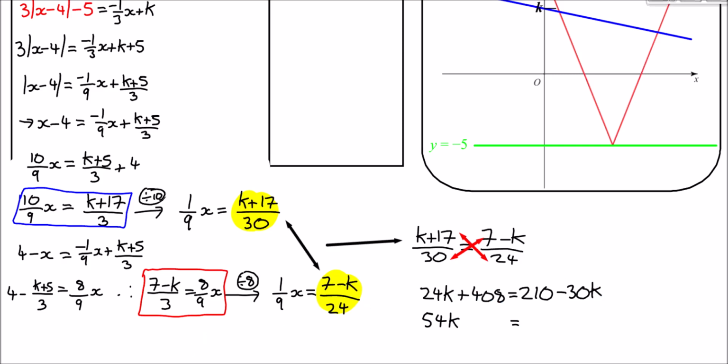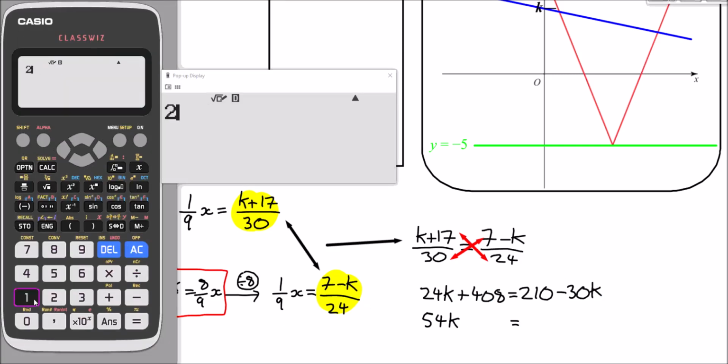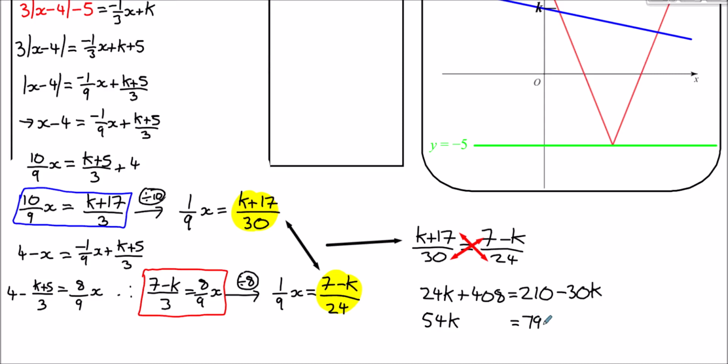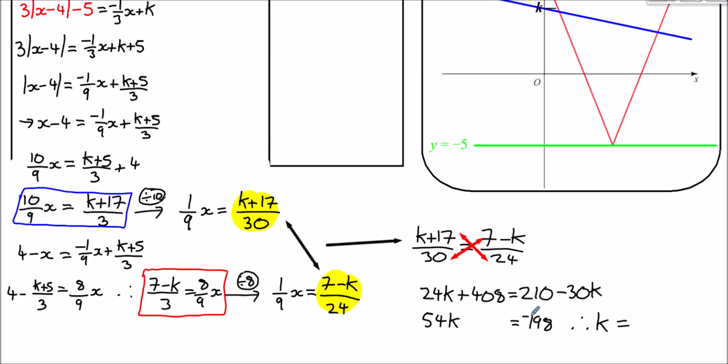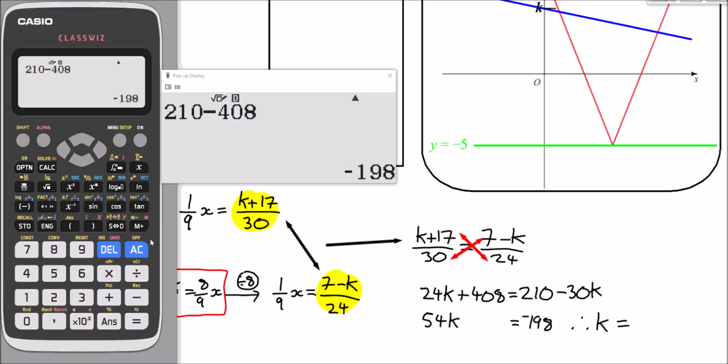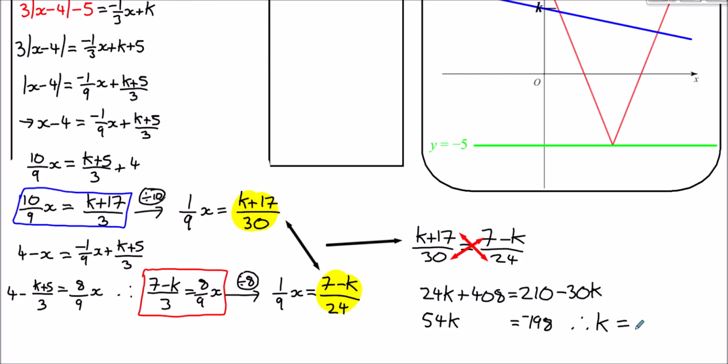Subtract 408 from both sides, so 210 minus 408 gives us minus 198. Then finally, dividing by 54, I get minus 198. There we go. So minus 198 divided by 54 gives us a value of minus 11 over 3.